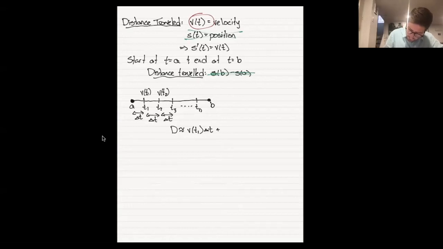plus the height of the next rectangle, v of time 2, times the base of that thing, plus, and you can keep adding up all of these rectangles to give yourself a nice approximation of the distance that this thing has actually traveled. And of course, just like with the previous analysis that you saw, the more time points that you collect, so the smaller delta t is, the better the approximation that you are going to make of this distance that you traveled.